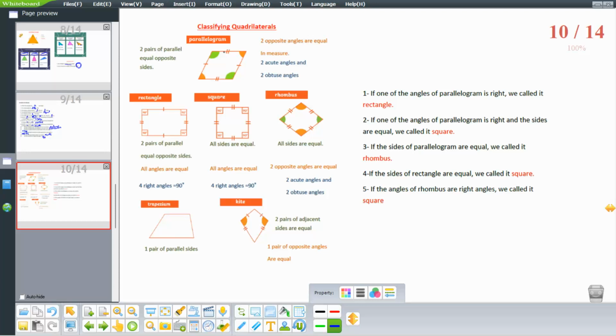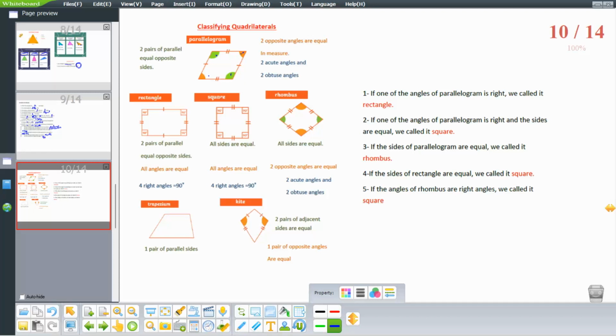The parallelogram has two pairs of parallel equal sides. Okay, and two opposite angles are equal. That means this angle equals this angle, and this green angle equals this green angle.